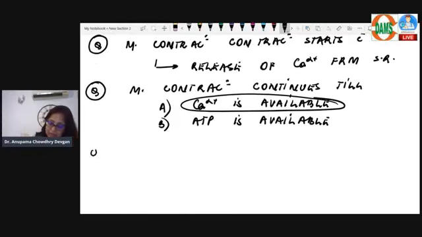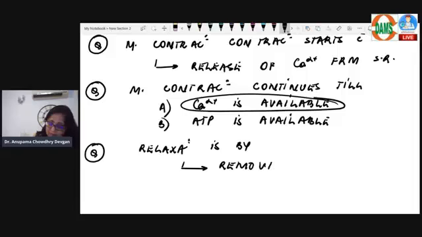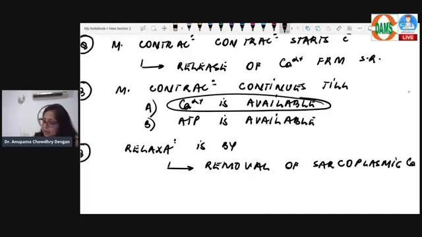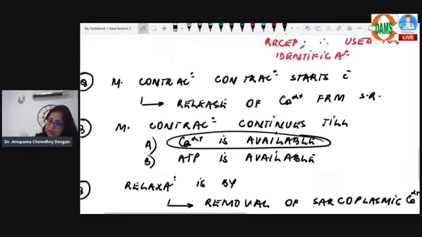Right? So that means, how does relaxation happen? Relaxation is by removal of sarcoplasmic calcium. Right? Relaxation is by removal of sarcoplasmic calcium. Okay?